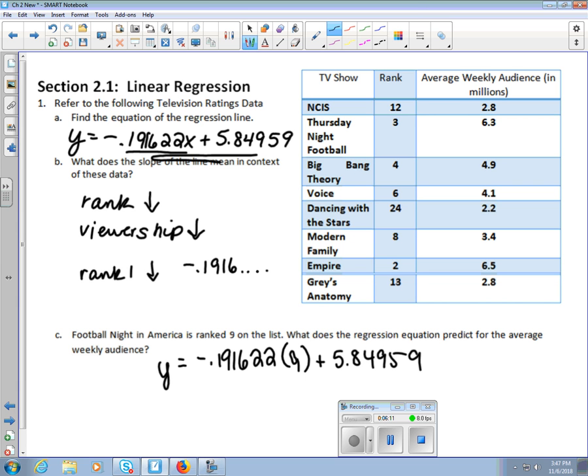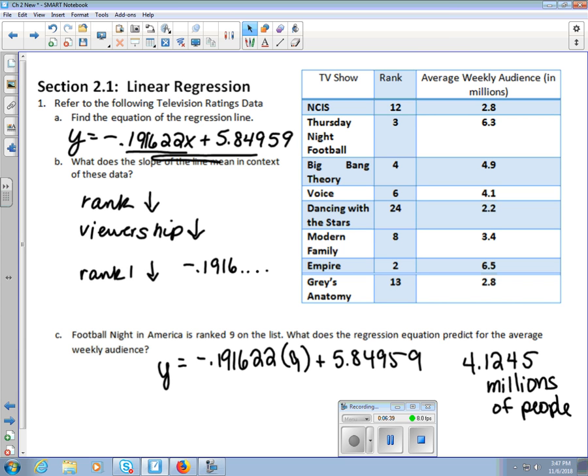So I'm going to have negative 0.191622 times 9, and then add to it 5.84959. And so we could predict 4.1245, if you want to round, and that would be millions of people will watch Football Night in America, which is actually on a Sunday. So that's what we would have.